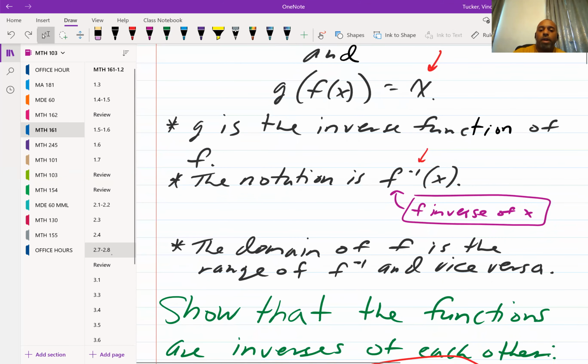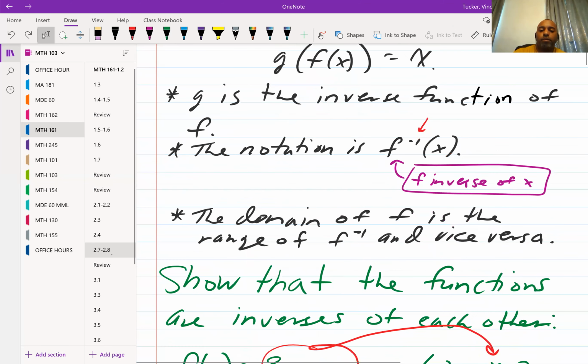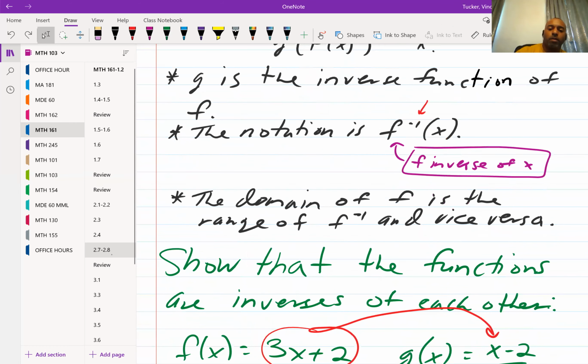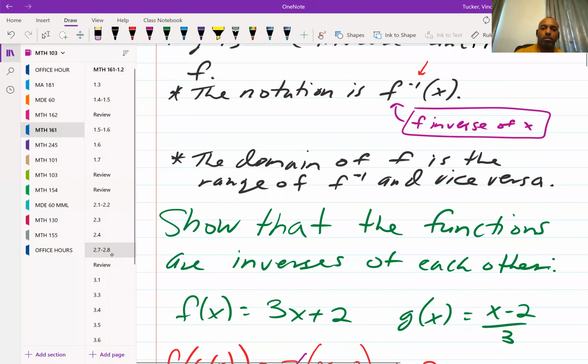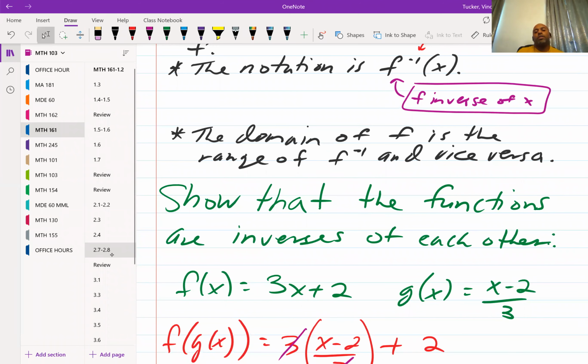Tell me where I can stop if I go up too far. So in the green, we have our first exercise, or something they may ask you to do. Show that the functions are inverses of each other.